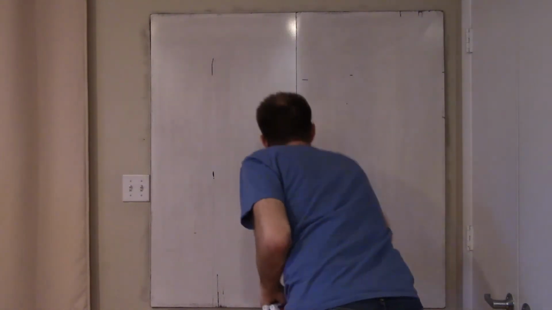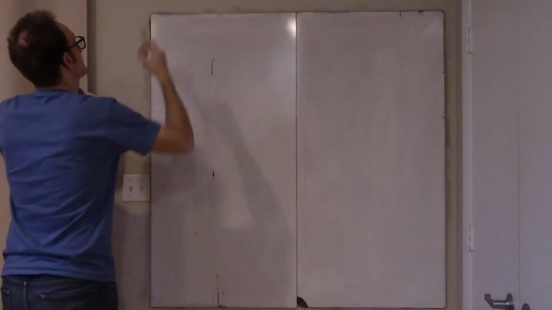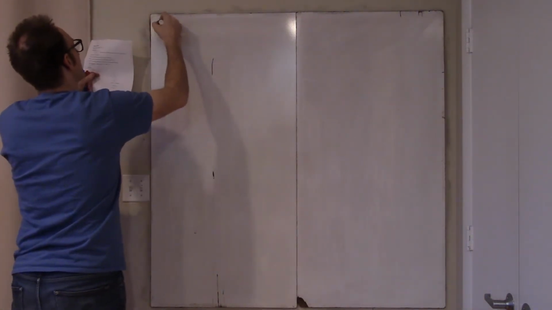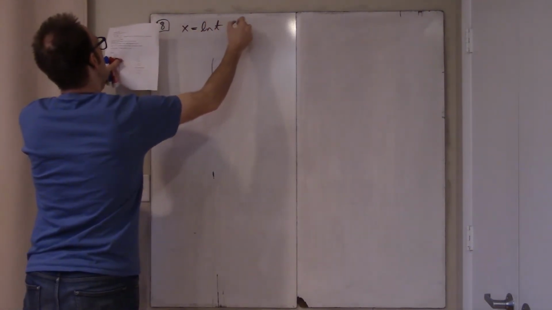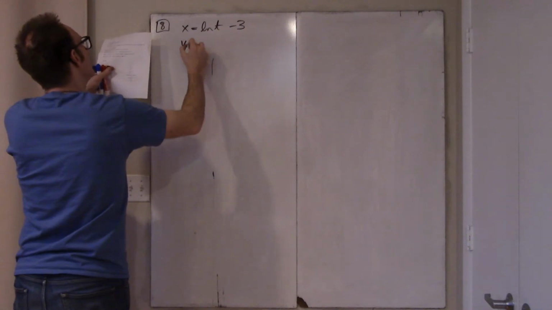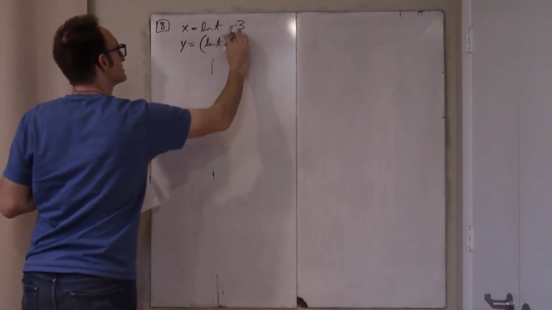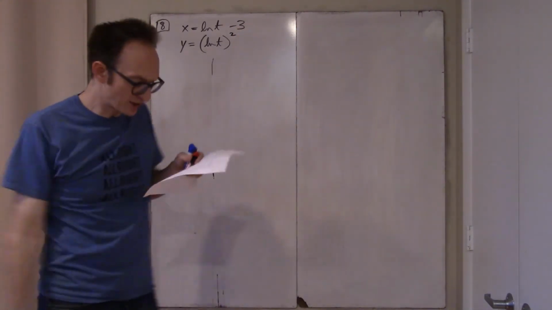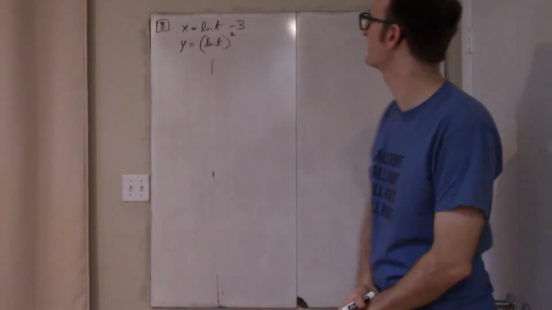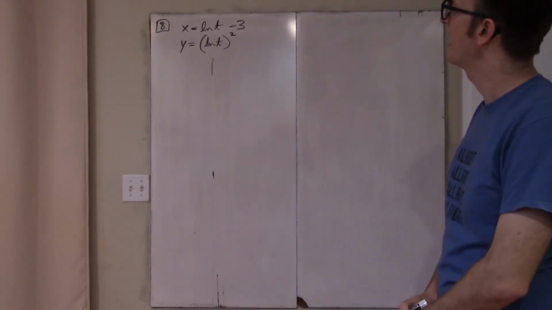Number 8. What is number 8? x equals ln t minus 3, y equals ln t squared. Dude, Mr. Rose, you seriously expect me to know facts about the natural log function? Yeah. That's the whole point of this activity, is to become really good at this sort of thing.